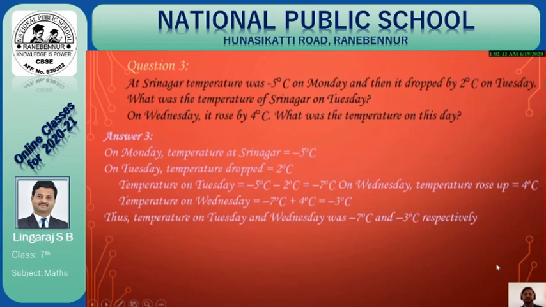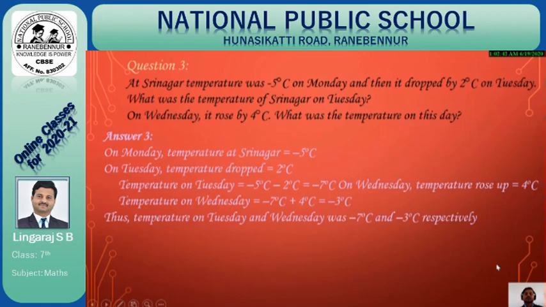First we have to find out what was the temperature on Tuesday. So we have to take the temperature on Monday and then the temperature on Tuesday also. So here Tuesday temperature is 2 degrees Celsius, which is dropped. Drop means we have to take a negative value. So temperature on Tuesday is equal to minus 5 degrees, which was on Monday, and minus 2 degrees, which is dropped on Tuesday. So the sum of these two negative numbers, minus 5 minus 2, is minus 7 degrees Celsius.